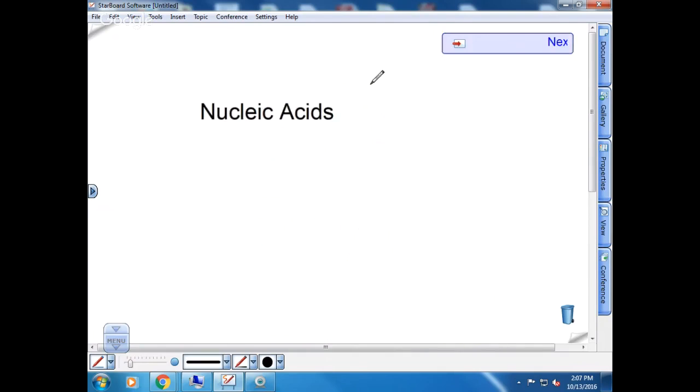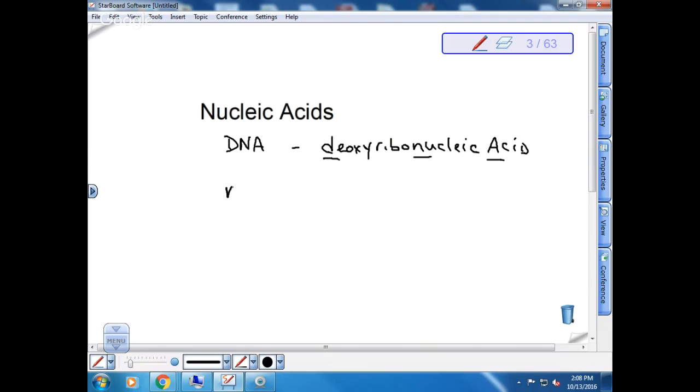Okay, so the last group of organic molecules that we need to look at are what are referred to as nucleic acids. So can anybody give me an example of a nucleic acid? What is our genetic material composed of? DNA, right? Okay, so this is short for deoxyribonucleic acid, right? So when we look at what nucleic acids are made up of, they are made of nucleotides. So the monomer of a nucleic acid is a nucleotide.